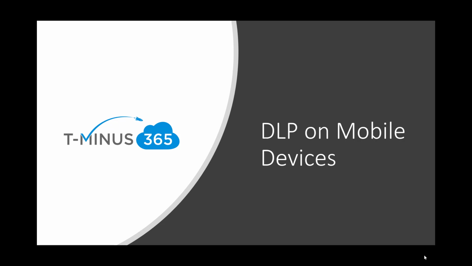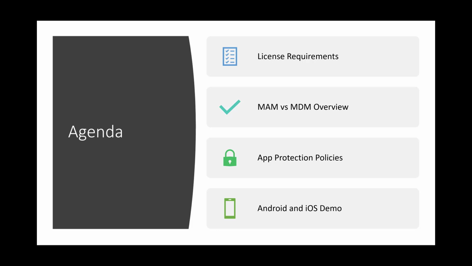So as far as an agenda today, we're going to be going through the licensing requirements for data loss prevention. We're going to be doing a comparison of MAM versus MDM. We're going to be setting up an app protection policy for iOS and Android. And then I'm going to be showing you the end user experience for both iOS and Android as well.